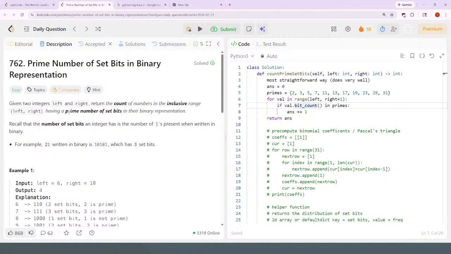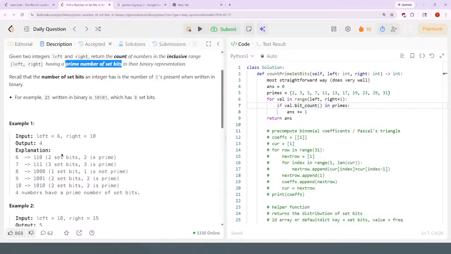where certain values might have a prime number of set bits in their binary representation. For instance, if 6 through 10 is the range, 6, 7, 9, and 10 all have a prime number of set bits, so prime number of 1s in their binary representation, 8 being the one value that doesn't, because it only has one set bit and one is not prime.